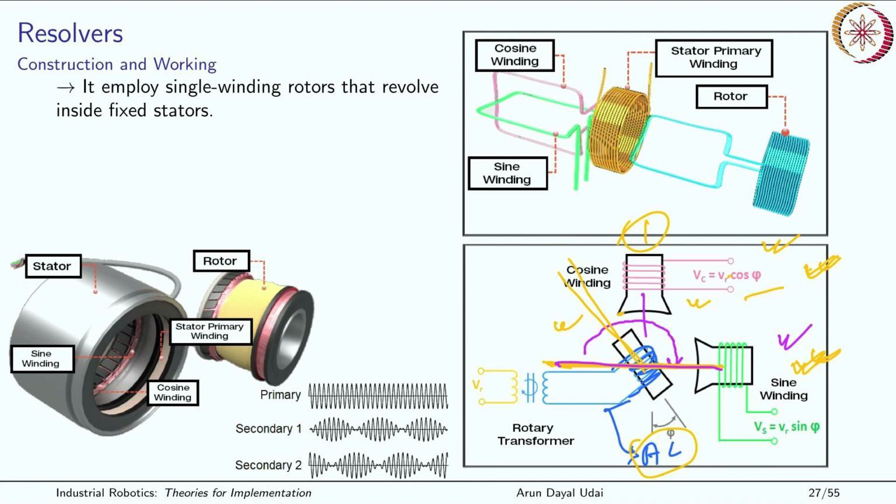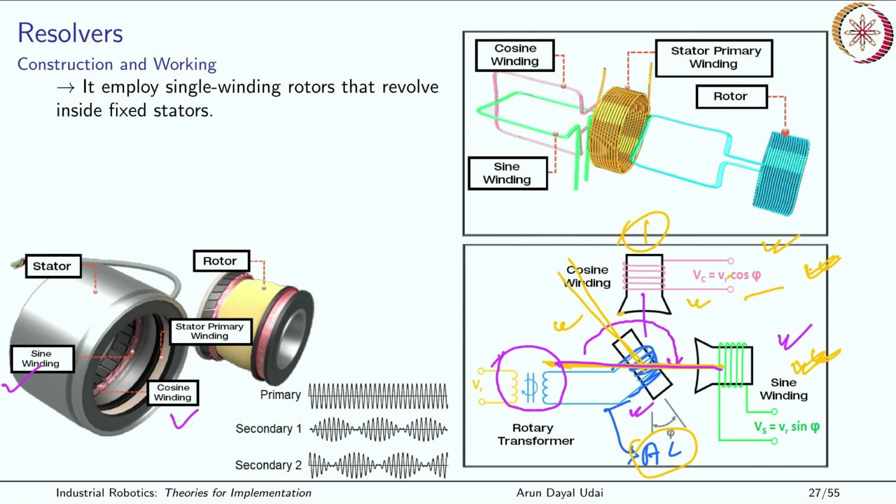pickup coils fitted in the stator. One of them is a cosine winding, the other one is a sine winding. The armature carries the AC signal. AC is transmitted to it using slip rings or using a transformer which is here, so that is contactless in nature.